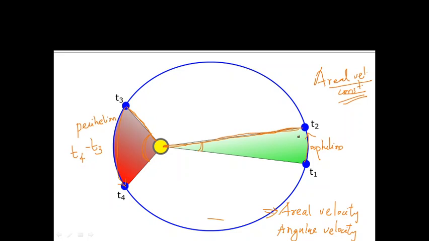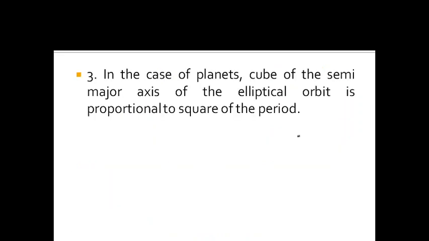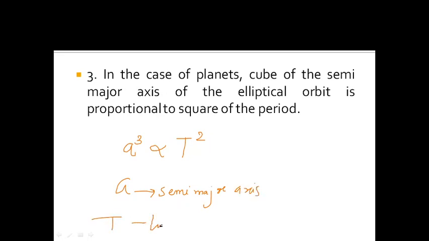Now moving on to the third law. According to the third law of Kepler, in the case of planets, the cube of the semi-major axis of the elliptical orbit is proportional to the square of the period. So I can write a cubed is proportional to T squared. a is the length of the semi-major axis and T is the time period.